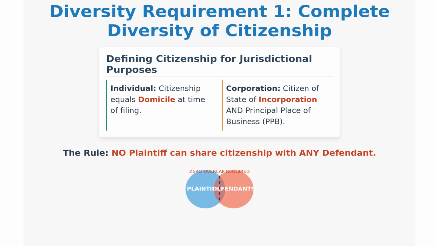Now, the crucial element is complete. This means if you have Plaintiff 1, Plaintiff 2, Defendant 1, and Defendant 2, every single plaintiff must be diverse from every single defendant. If even one plaintiff shares citizenship with even one defendant, for example, Plaintiff 1 is a citizen of Texas, and Defendant 2 is also a citizen of Texas, the entire basis for diversity jurisdiction collapses immediately, and the federal court must dismiss the case for lack of subject matter jurisdiction.